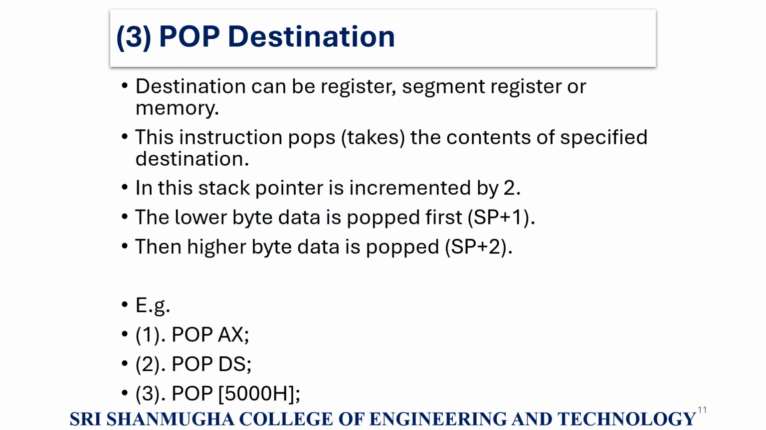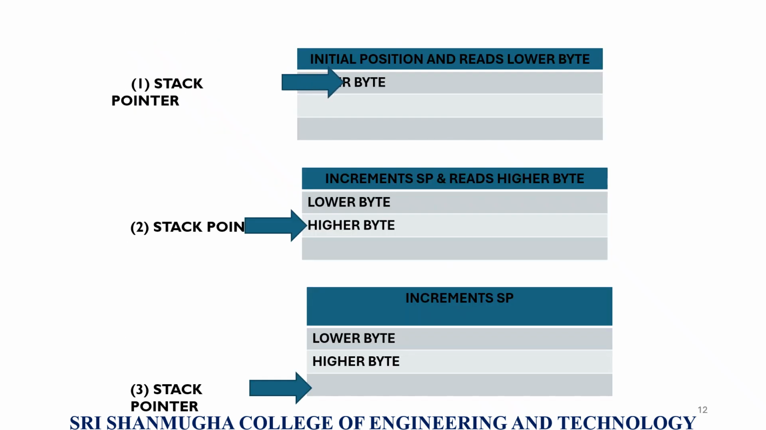Similarly, pop is the reverse of push. So here the instruction format is pop destination. You have to mention the destination address. It may be a register, a segment register, or a memory location. An example, pop AX. What happens, you can see now, is that the stack pointer is pointing to a new empty space.